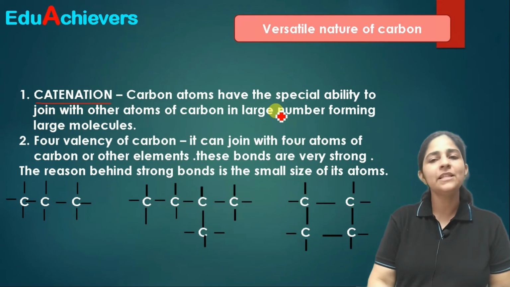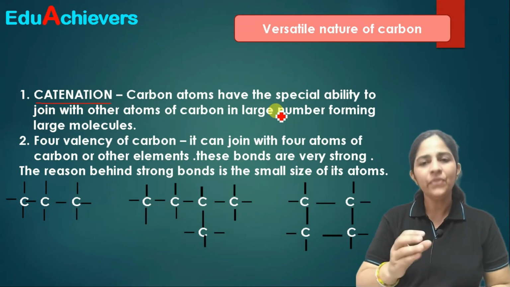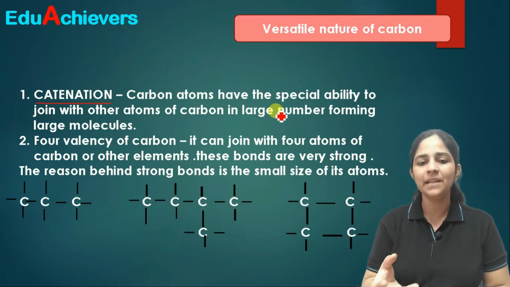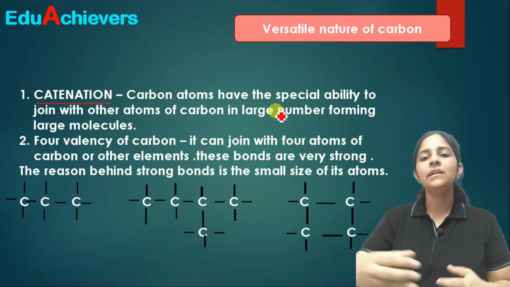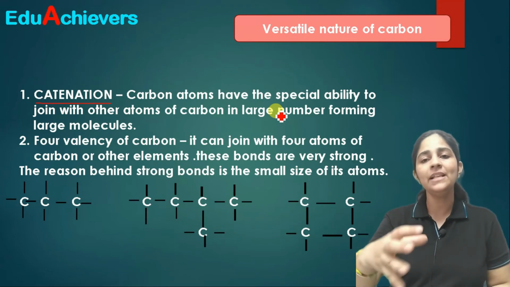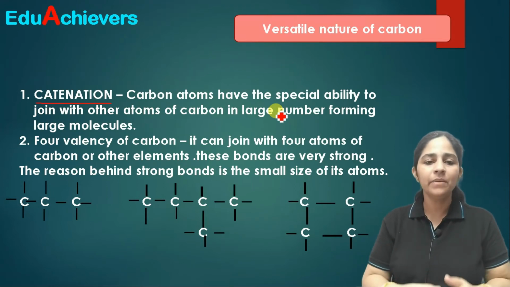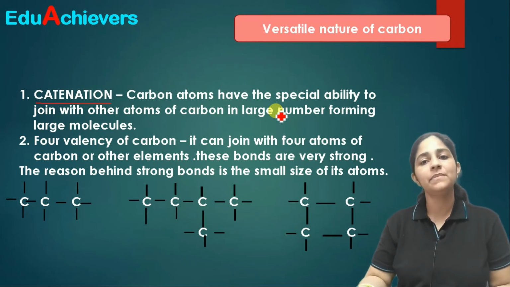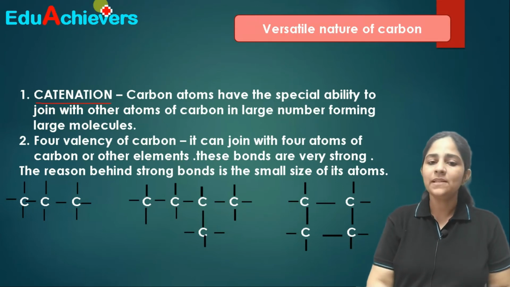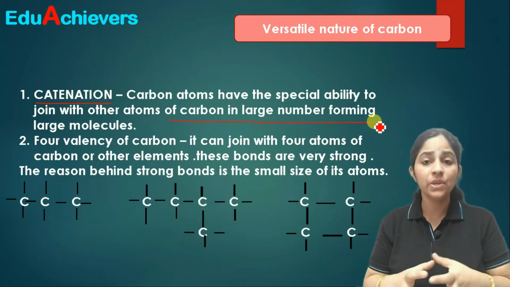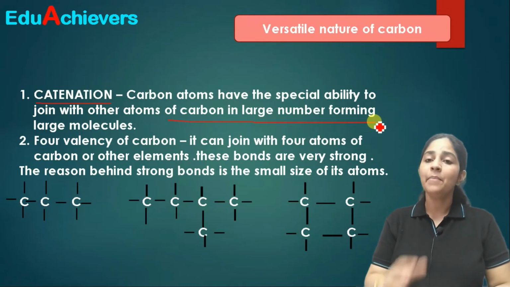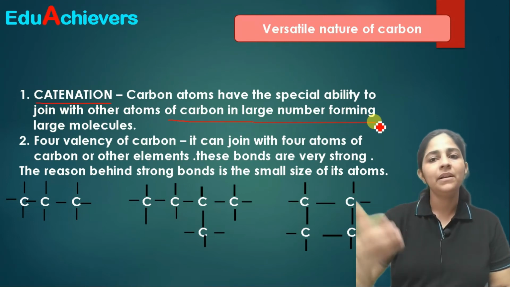Catenation is the special property of carbon. A few other elements also have that property, like silicon, but they cannot arrange in such long chains or in as large numbers as carbon atoms can join with each other. So carbon atoms can join with other carbon atoms in large numbers to form large molecules. Huge molecules can be formed by the joining of carbon atoms.